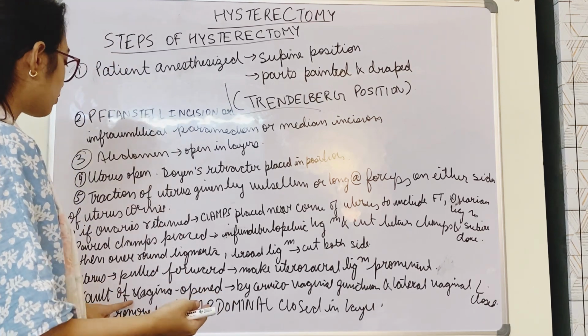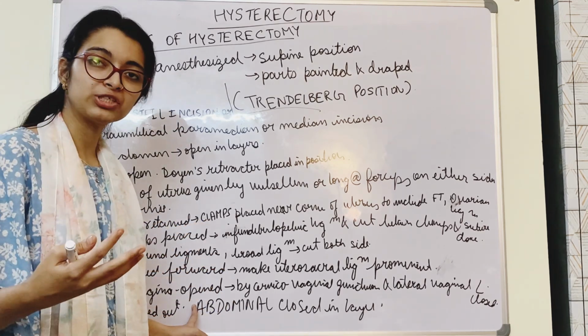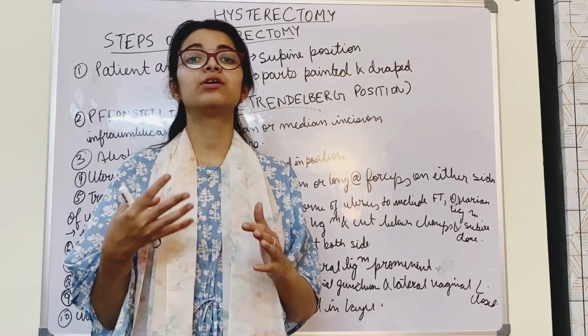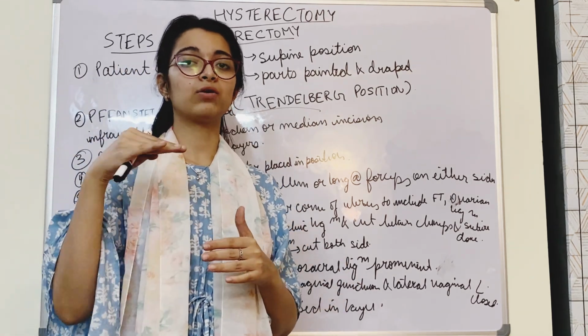Next step would be that the vault of the vagina is opened. The vault of the vagina, what is that vault? What do you understand by vault? Vault is the expanded region of the vaginal canal that is present at the end of the vagina.